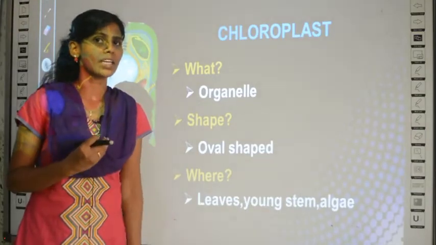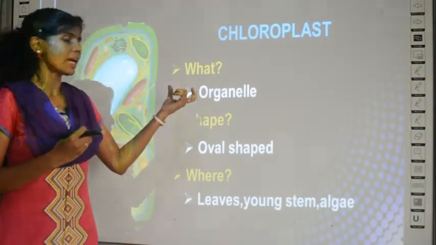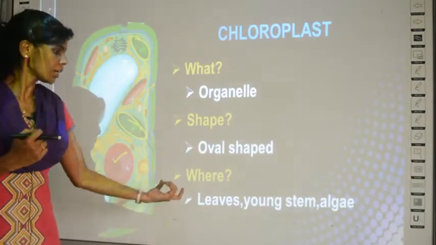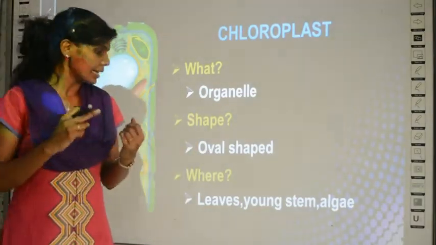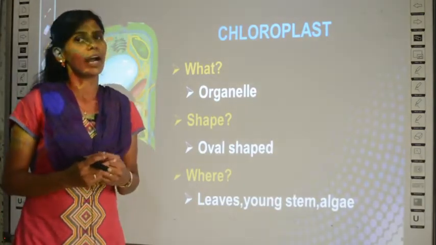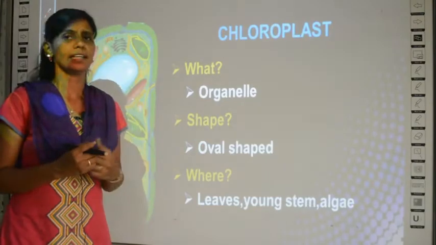So what have we studied about chloroplast? Chloroplasts are organelles and they are oval shaped structures, and you can find them in the leaves, young stem, and also apart from plants you can find them in other lower plants such as algae. Clear?